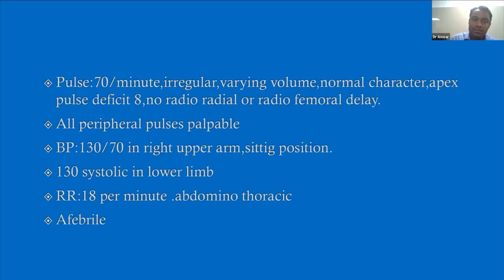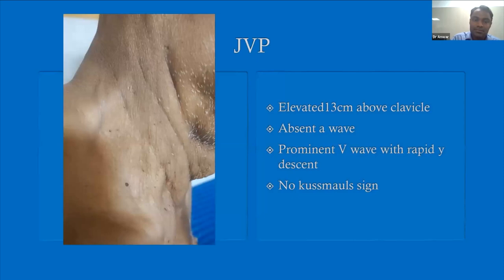Pulse rate was 70 per minute, irregular, varying volume, normal character. Apex pulse deficit was 8. No radioradial or radiofemoral delay. All peripheral pulses palpable. Blood pressure was 130/70 millimeters of mercury in the right upper arm in sitting position, 130 millimeters systolic in the lower limb. Respiratory rate was 18 per minute, abdominothoracic. He was afebrile. And this was the JVP.